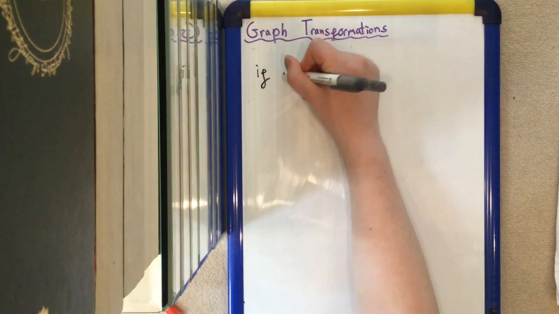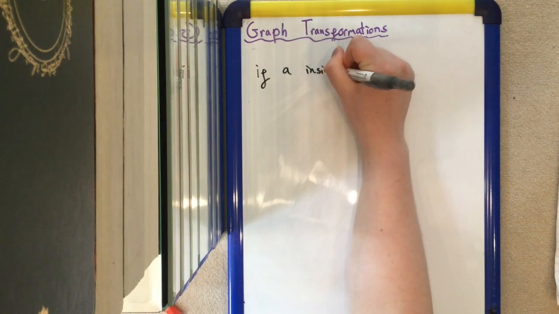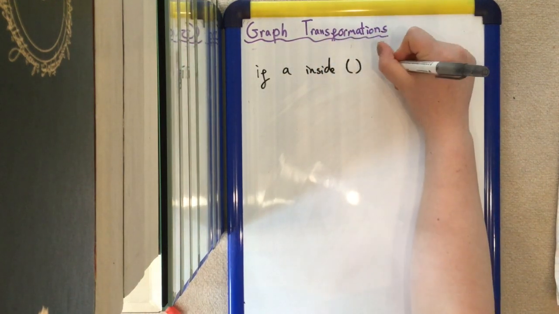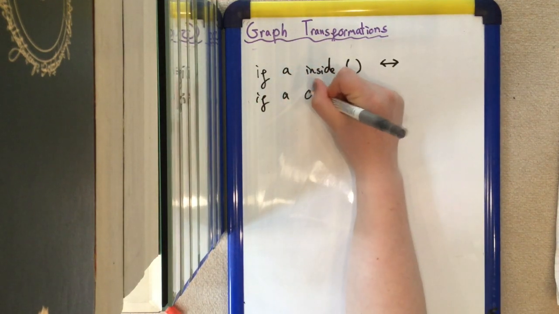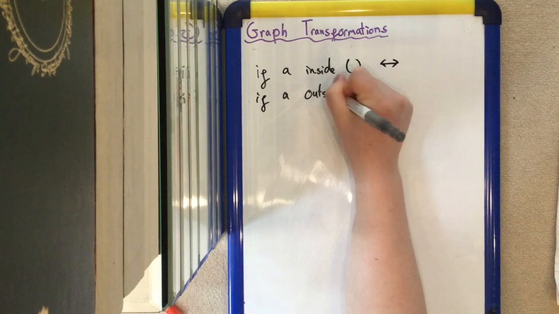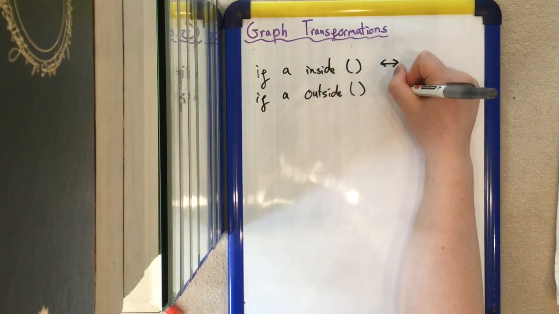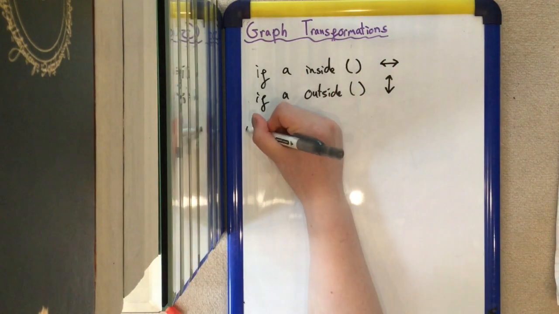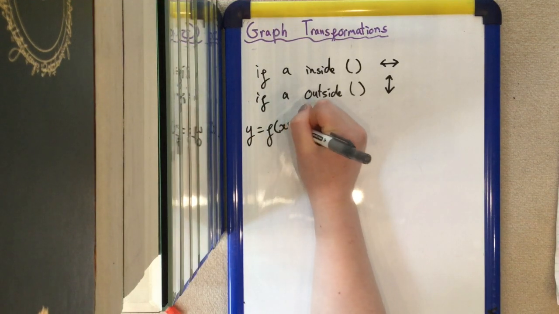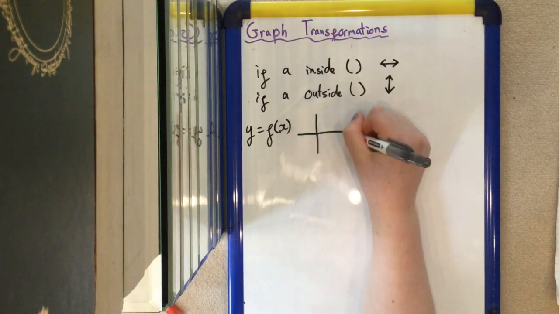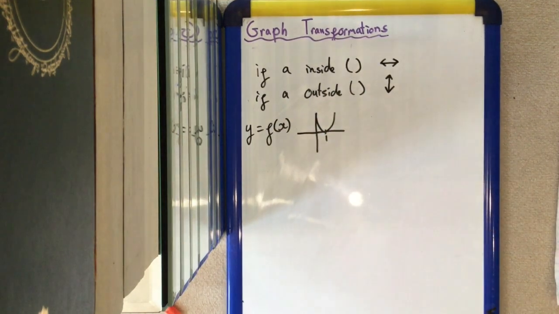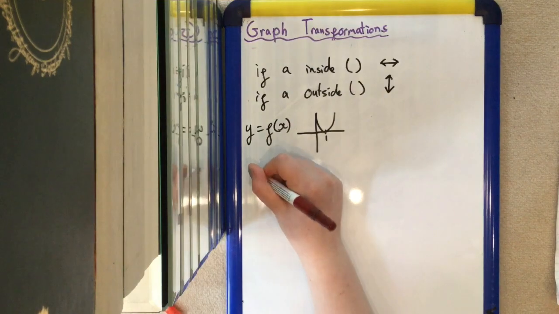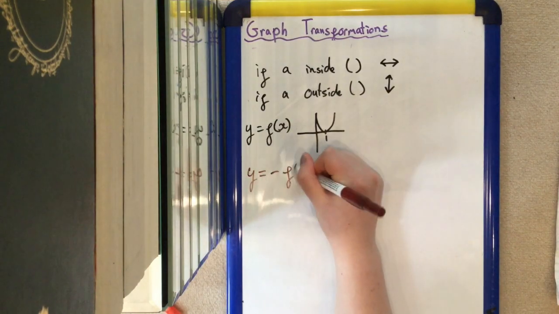The way to always remember which way it goes, if your a is inside the brackets, you will be going horizontally. If your a is outside the brackets, the transformation will take place vertically. So here again is my y equals f of x, which is just a quadratic with a minimum point at 1. I'm going to start with outside the bracket, y equals minus f of x.